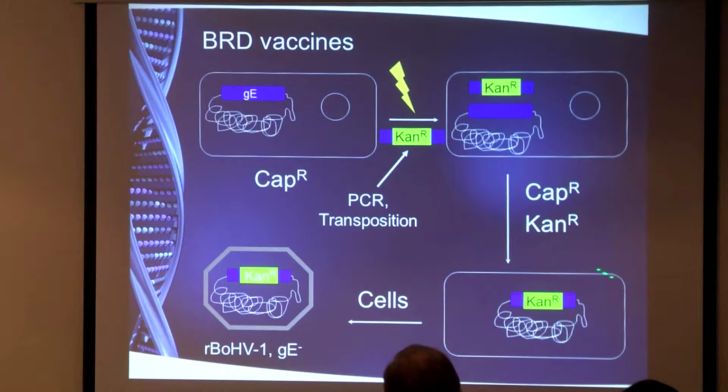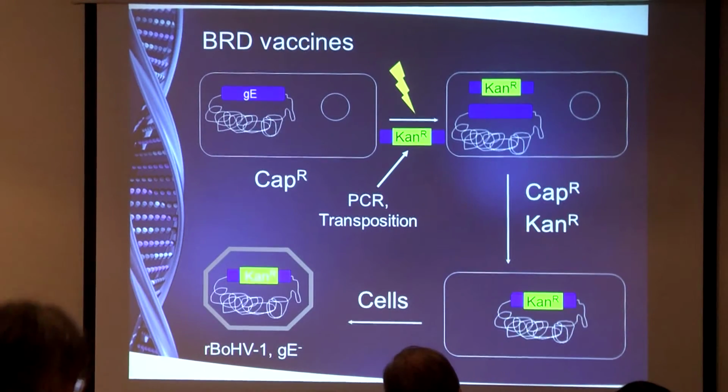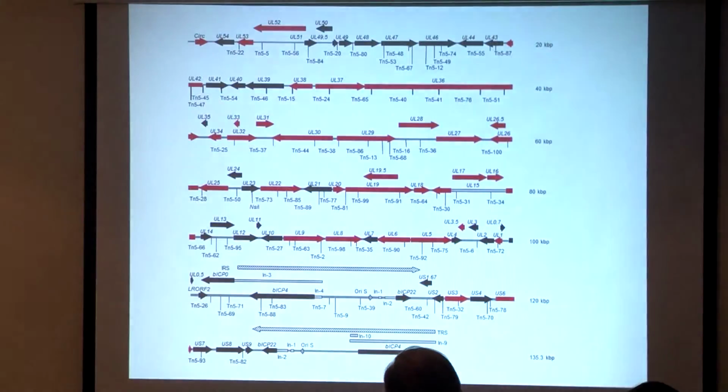Those colonies which are kanamycin resistant, we isolate the DNA back from those colonies, transfect it into bovine cells, and then we have our recombinant virus, which is, in this case, has had gE knocked out. So we've used the same process to put in antigen genes or antigen expression cassettes from other viruses.